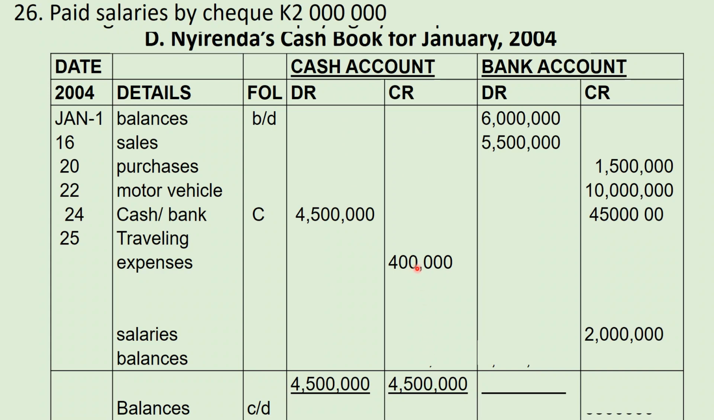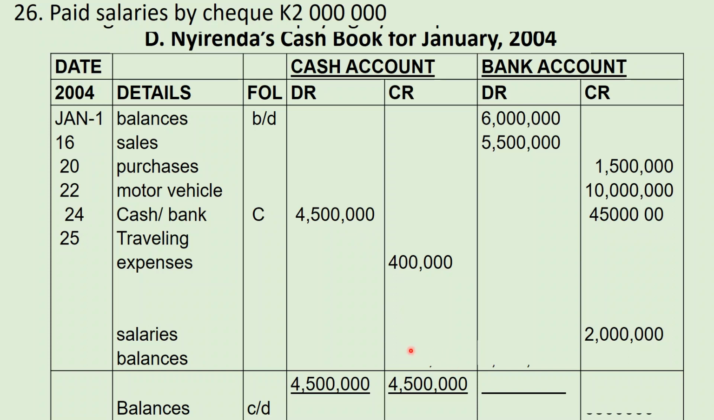But there's just 400,000 here. So to balance this side, you need to put a number here. So how do you put a number? You take the total that you got from here and the total that you got from here, and subtract the smaller total from the larger total. In this case, the larger total is this side, the smaller total is this side. The larger total is 4,500,000, and the smaller total is 400,000. So when you subtract this, you're going to get 4,100,000. That's the value we're going to put here.